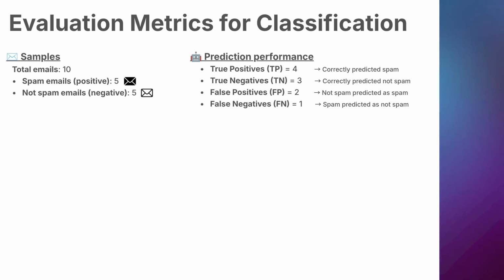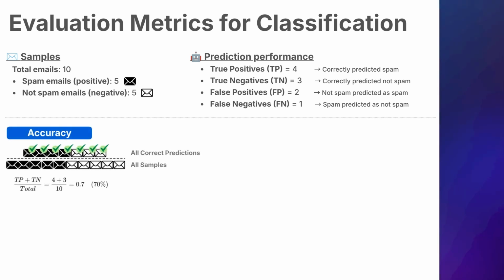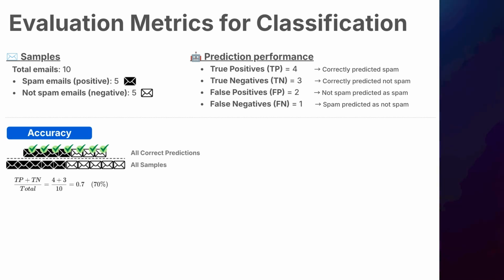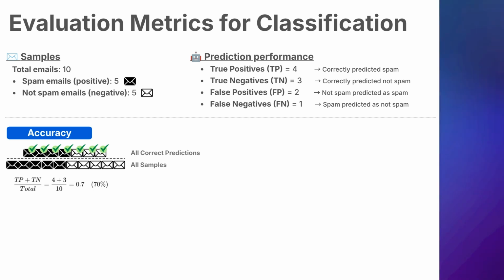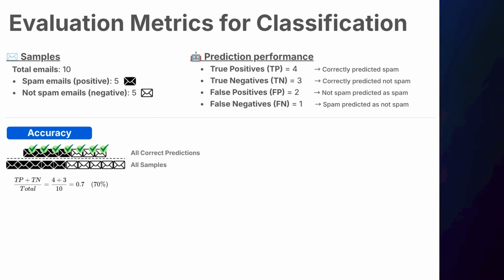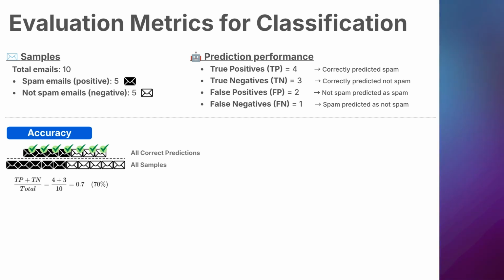Next, let's measure how well the model does using 4 metrics: accuracy, precision, recall, and F1 score. Accuracy shows how many predictions were correct out of all 10 emails. In this case, the model correctly predicted 4 spam emails and 3 not spam emails, which means it got 7 emails right. So the accuracy is 7 out of 10, 70%. This gives us a general idea of how often the model makes correct predictions overall. So this can be said as overall correctness.